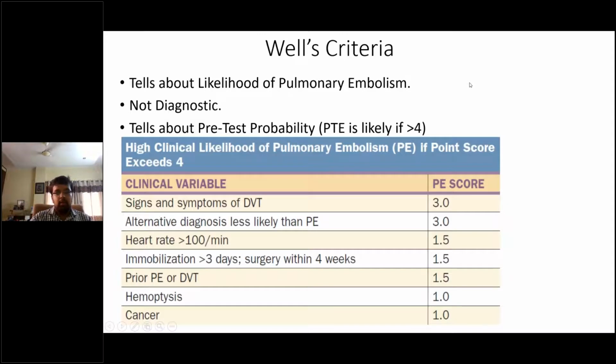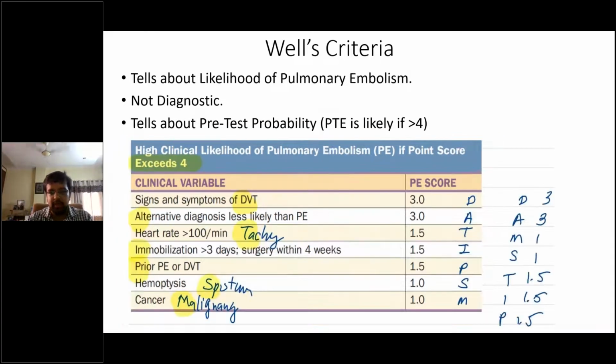Okay. Now, how to remember this? So there is a mnemonic known as DAMS tip. This was taught to me by the DAMS people. So this is how I remember it. Just say DAMS tip. So we have 7 variables. DAMS tip: 3, 3, 1, 1, 1.5 each.